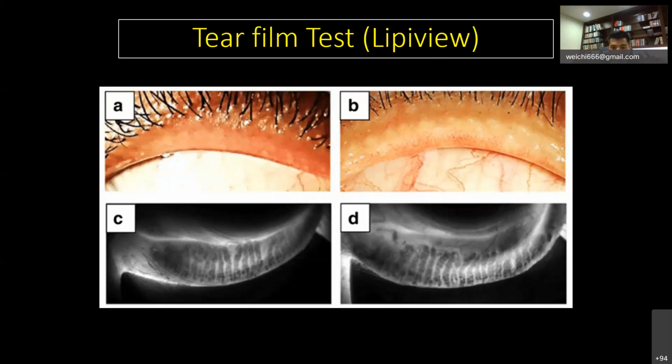You could see that these glands secrete the oil component of the tear. So there are three components of the patient's tear. The innermost is the mucin layer, centrally you have the aqueous, and the outermost layer is the lipid layer. The lipid layer helps keep the tear from evaporating, so this is important. The lipid component actually comes from the meibomian glands.